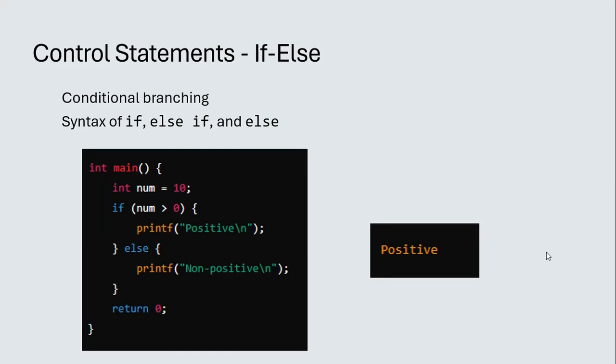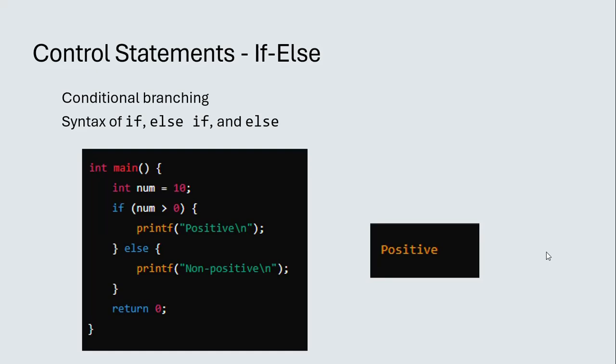Next is control statements. We'll learn about if else. In the main function, we have written code to decide whether a number is positive or negative. We're initializing num as 10. In the if condition, we are checking whether my number is greater than 0 or not. If it is greater than 0, it will print positive. Otherwise, it will print non-positive.